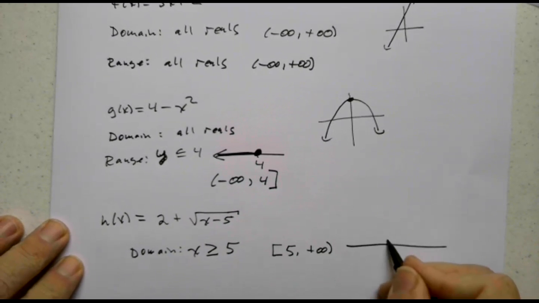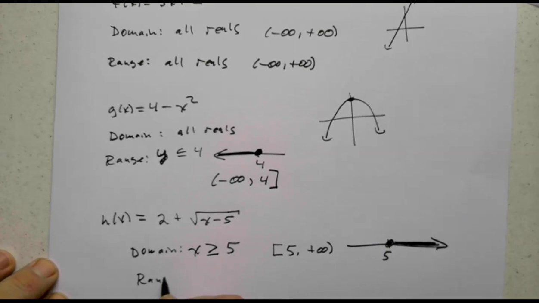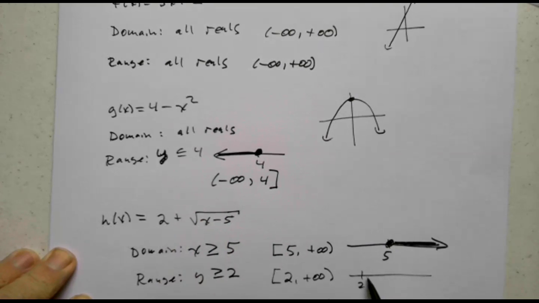In terms of a number line, right here's 5. And it heads that way. That's my domain. Now, how about my range? The square root of x minus 5 is always a non-negative number. So 2 plus something positive is something bigger than 2. It could be 0, of course. So my range could include 2. So my y values would be greater than or equal to 2, but anything other than 5, 6, 7, 8, 9, that's going to grow. So my range is going to be from 2 to plus infinity, or if you like, 2 to plus infinity that way.